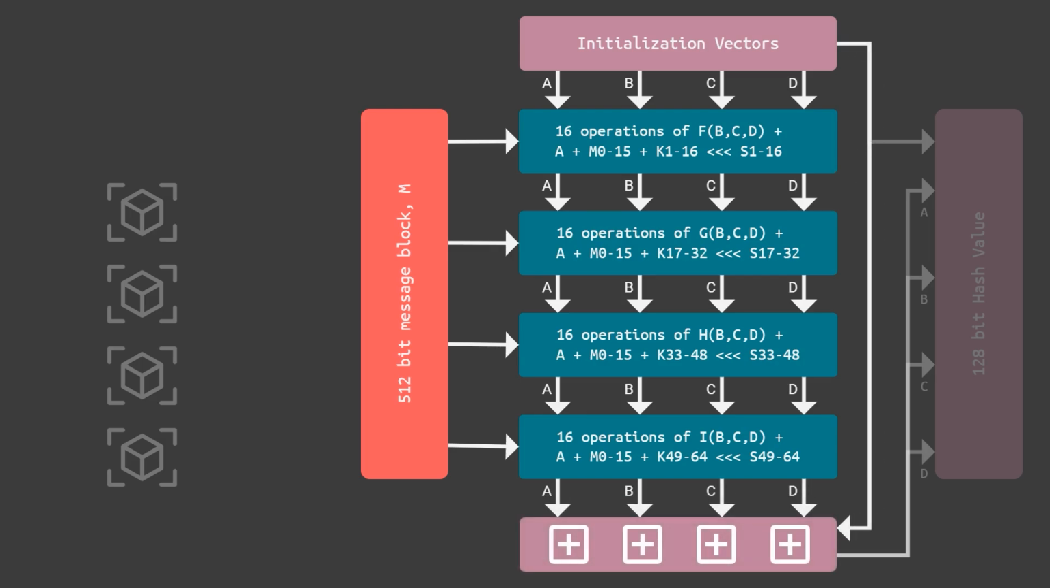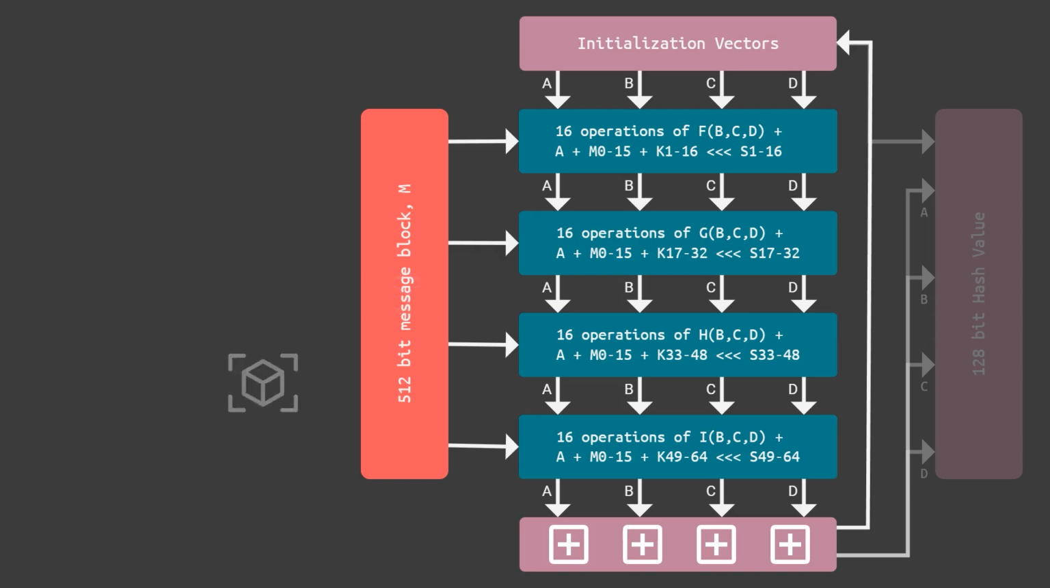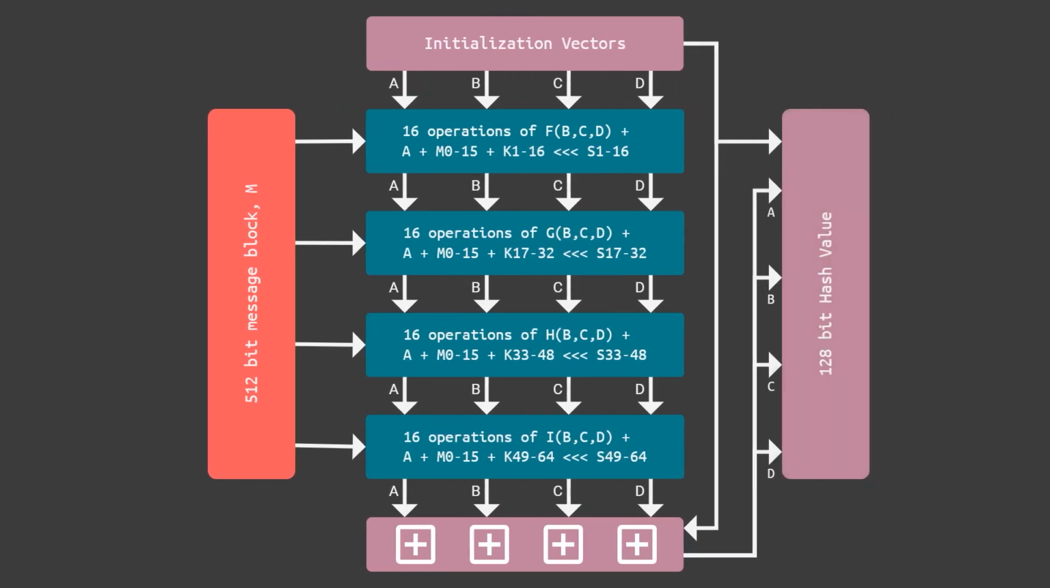But instead of concatenating them into a single string, the values of A, B, C, and D would return back to the top to act as the initialization vector for the next message block. This process would continue till all the blocks of data have been processed. After the final block is processed and we have the final values of A, B, C, and D, it would get concatenated and we would get the final hash value.